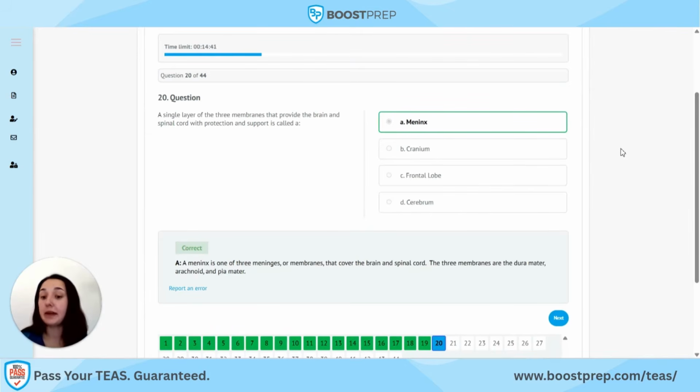The correct answer is A, meninx. It is one of the three meninges or membranes that cover the brain and spinal cord. The three membranes are dura mater, arachnoid, and pia mater.